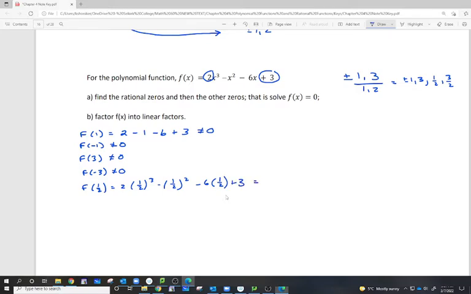Now, I don't want this to be a laborious process. I don't want you doing that by hand. You have a calculator, use it. It's okay to use a tool that you're given because I don't want this to become a long and lengthy process. So I would plug this in as 2 times 0.5 cubed minus 0.5 squared minus 6 times 0.5 plus 3 gives me 0. So there's my 0. So the first one that works is a half.